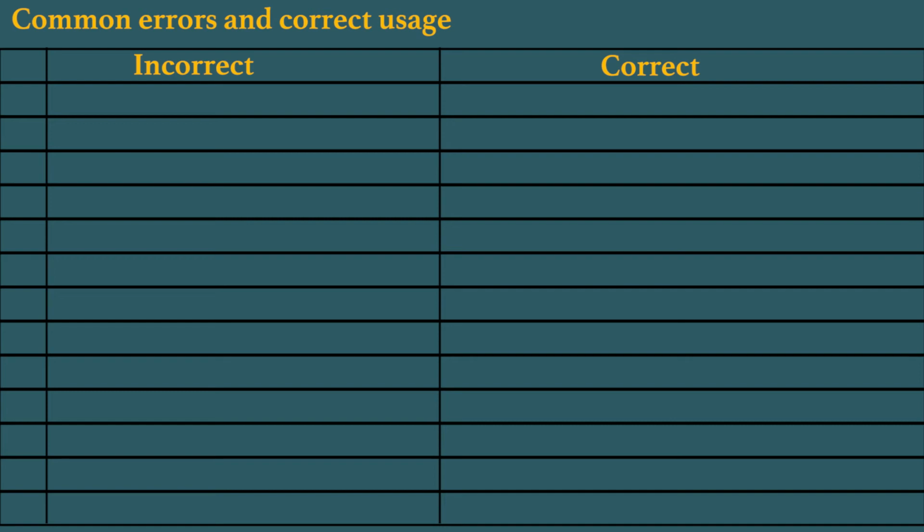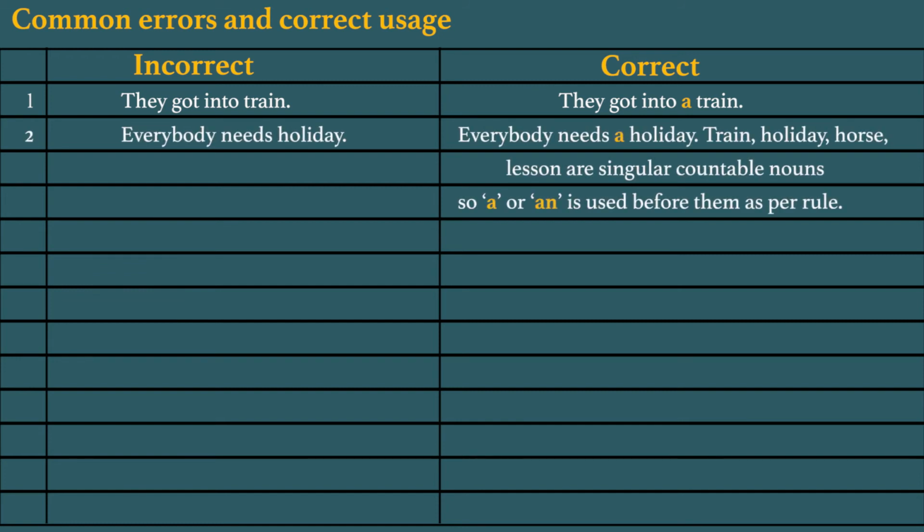I will give you the incorrect sentence first and the correct sentence later. Please see the table. First, they got into train. Correct is, they got into a train. Everybody needs holiday. Everybody needs a holiday. Train, holiday, horse, lesson are singular countable nouns. So, a or an is used before them as per rule.